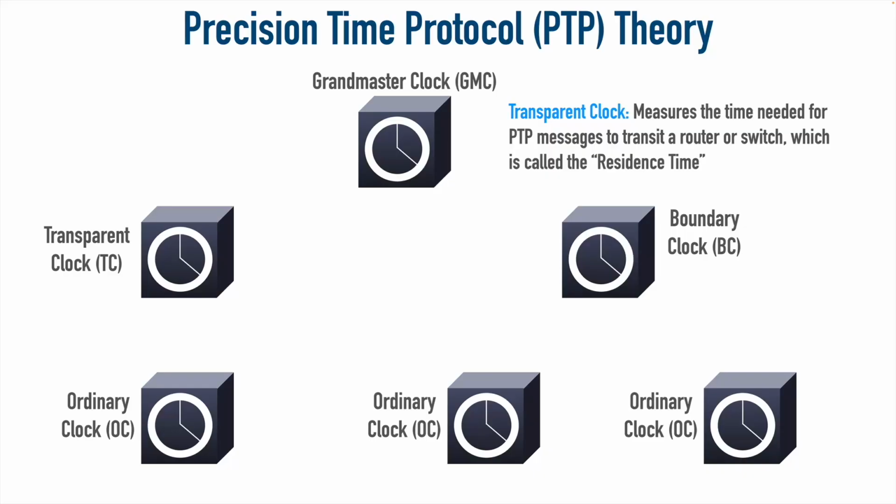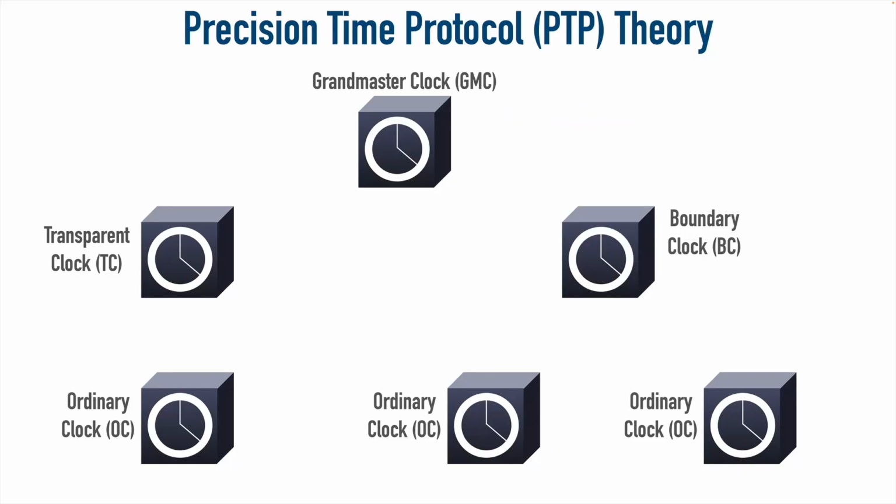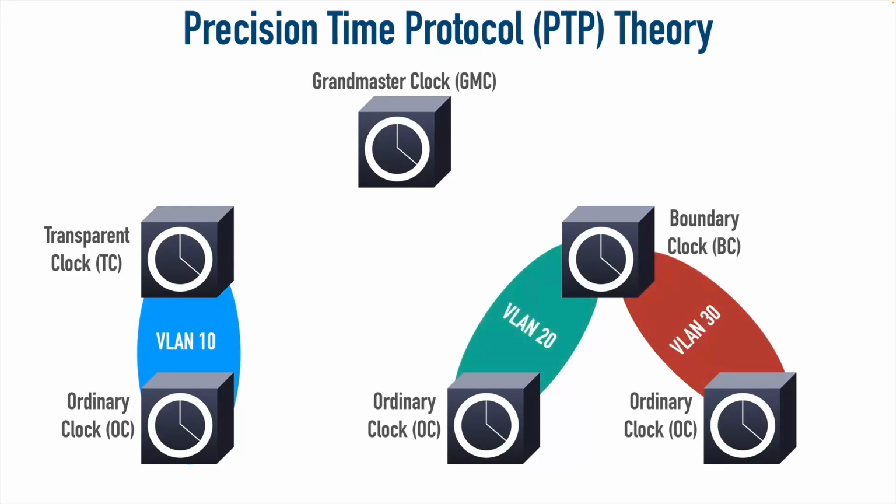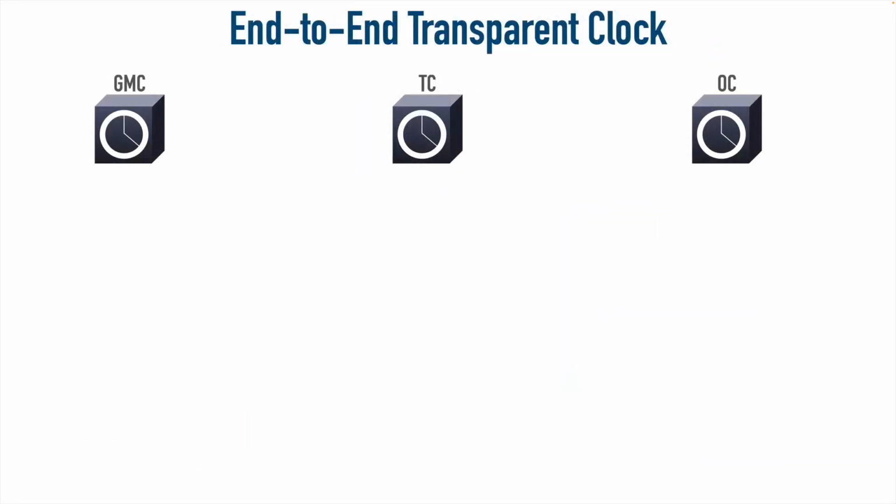Something else to understand about the transparent clock versus the boundary clock is that a transparent clock can only communicate time on one VLAN. Whereas the boundary clock, sitting at the boundary of potentially multiple PTP domains, it can communicate time out to multiple VLANs. But let's focus on the transparent clock for a moment. We have a couple of types of transparent clocks, and on many of our Cisco switches that support PTP, the default PTP mode for that switch is going to be an end-to-end transparent clock.